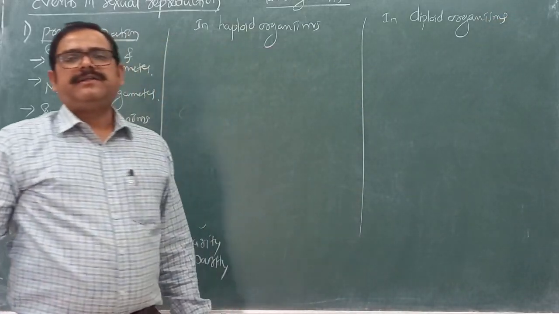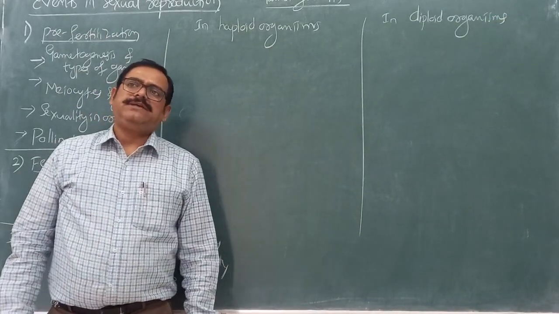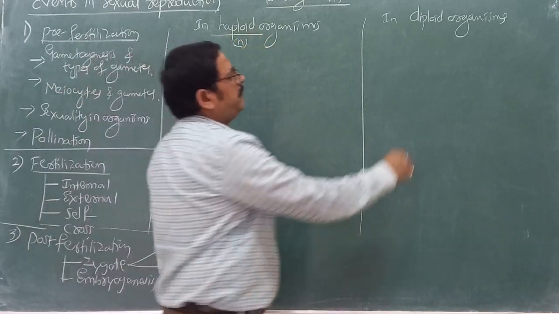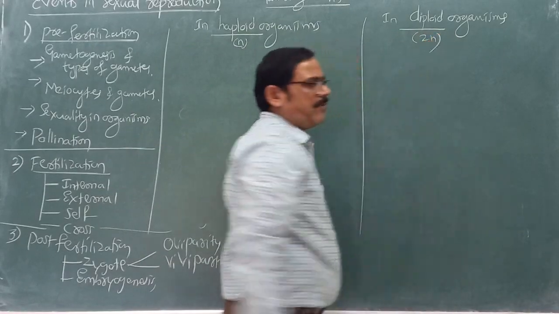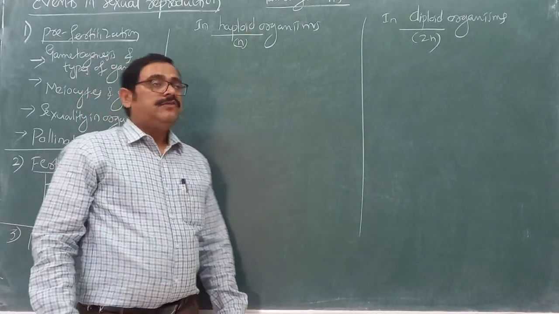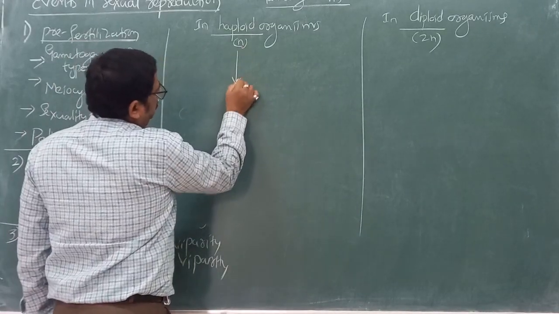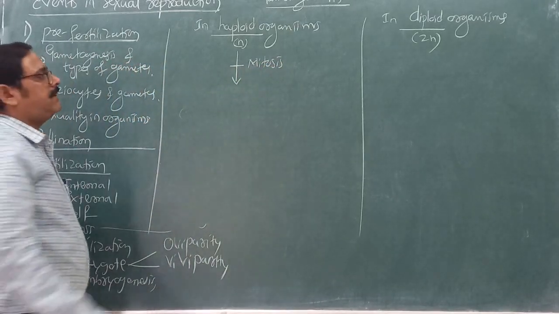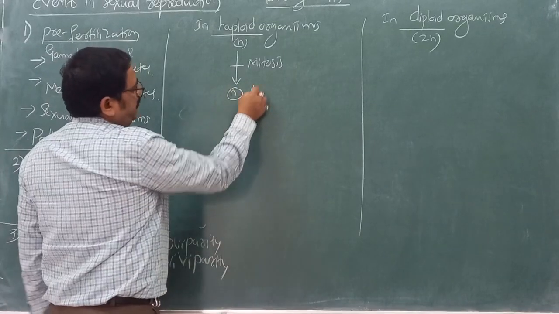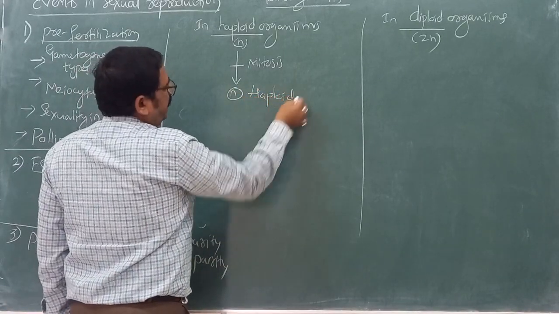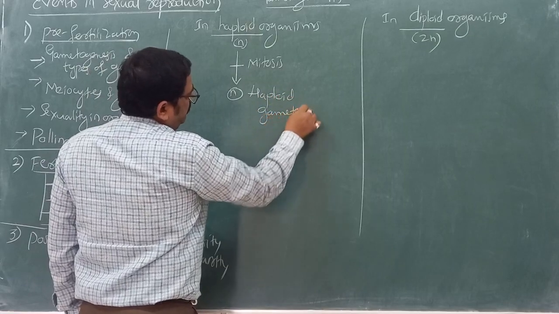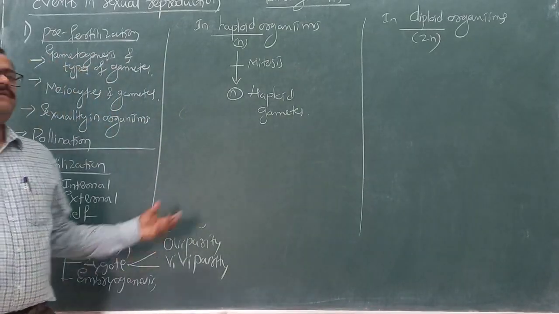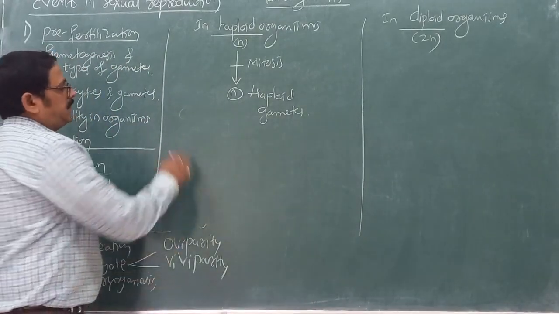What do you mean by haploid? The organism having a single set of chromosomes is called haploid. What do you mean by diploid? They have two sets of chromosomes. Now these haploid organisms exhibit the division called mitosis only. Ultimately they result in the formation of haploid gametes. So haploid organisms form haploid gametes.